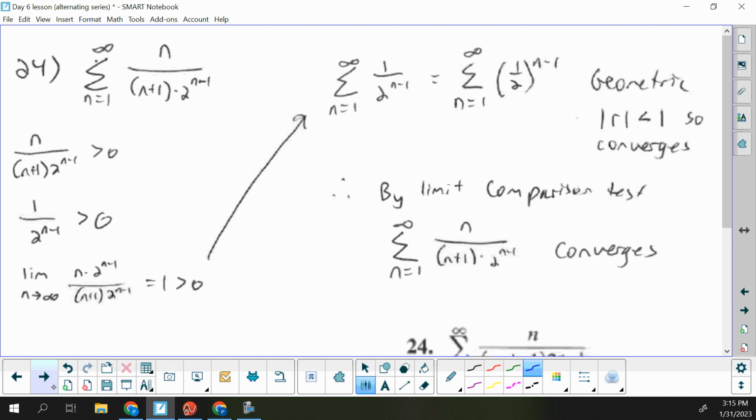So our nice series can be rewritten as 1/2 in parentheses to the n minus 1. That's geometric with an absolute value of r being less than 1, which means it converges. So by limit comparison test, our original series also converges.